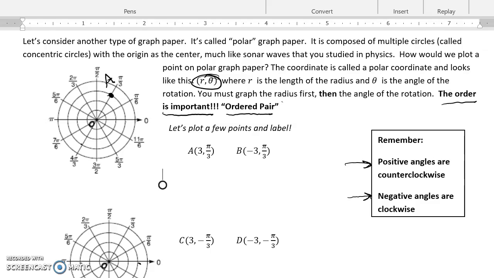Let's try point B. Notice point B has a negative radius, and still its angle measure rotation is positive, pi over 3. So that is still counterclockwise. So we'll start at the pole. Our radius is negative 3. And we still rotate counterclockwise, pi over 3, and this is point B.